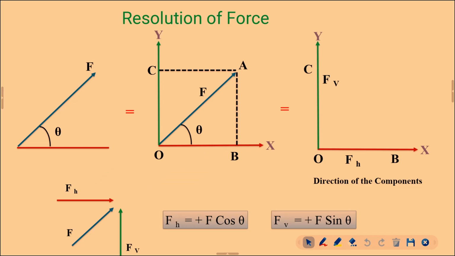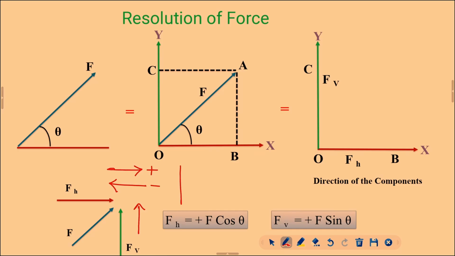Similarly, positive F sin theta with respect to vertical. Why? This vertical force is acting from bottom to top. So, according to the previous case, we know that forces acting from left to right are positive, right to left negative, bottom to top positive, top to bottom negative. So, suppose if we are following this case, this will come.